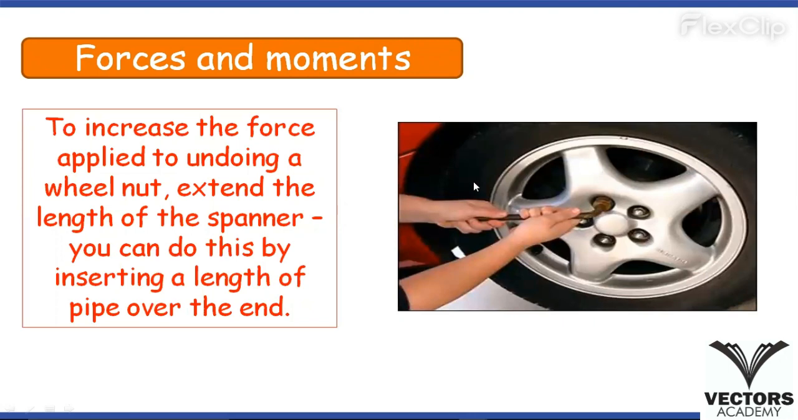To increase the force applied to undoing a wheel nut, extend the length of the spanner. You can do this by inserting a length of pipe over the end.